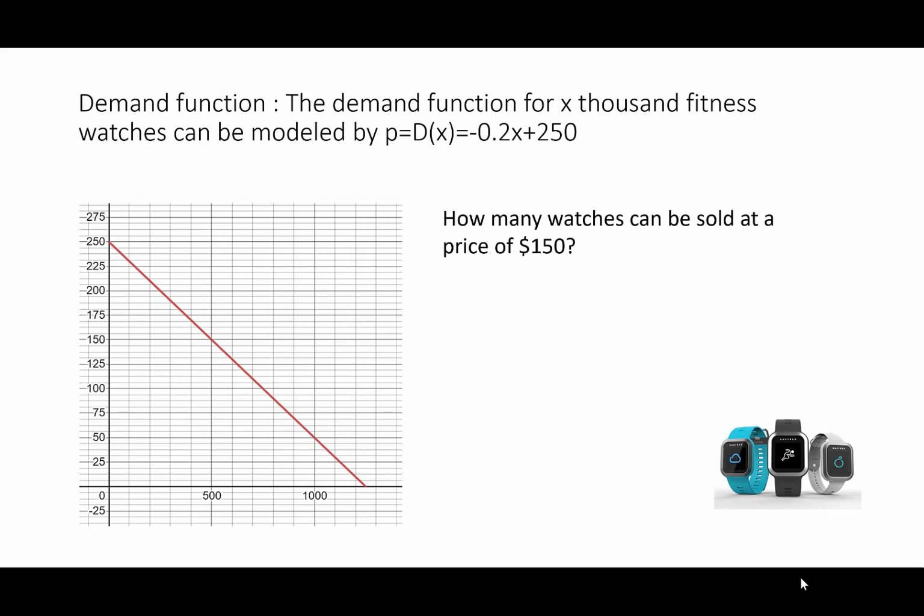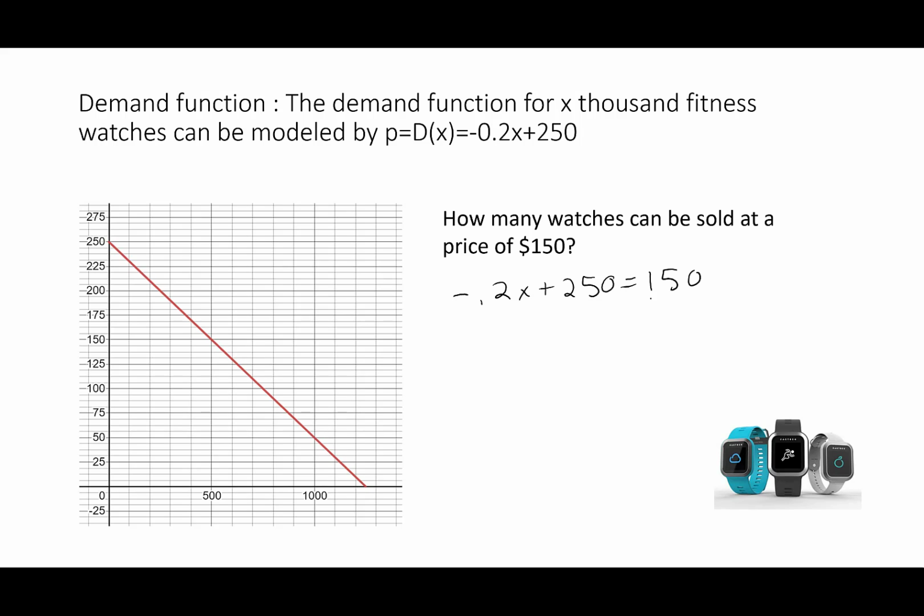Let's start with an example where I have the demand function for x thousand fitness watches can be modeled by the price P is equal to D of x is negative 0.2x plus 250. So I've graphed it and you can see that it has a negative slope. But what I want to do here is find how many watches we can sell at a price of 150. So I'm going to set my negative 0.2x plus 250 equal to 150.